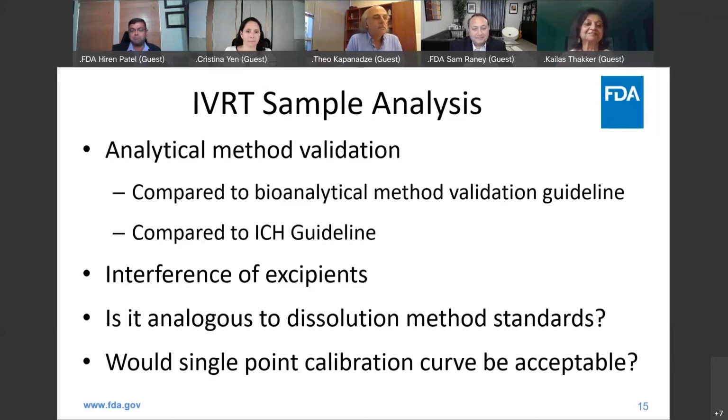So I personally like to take some of the concepts from the bioanalytical method validation and just validate your method accordingly. But again, this is kind of open-ended. This is just my thought.